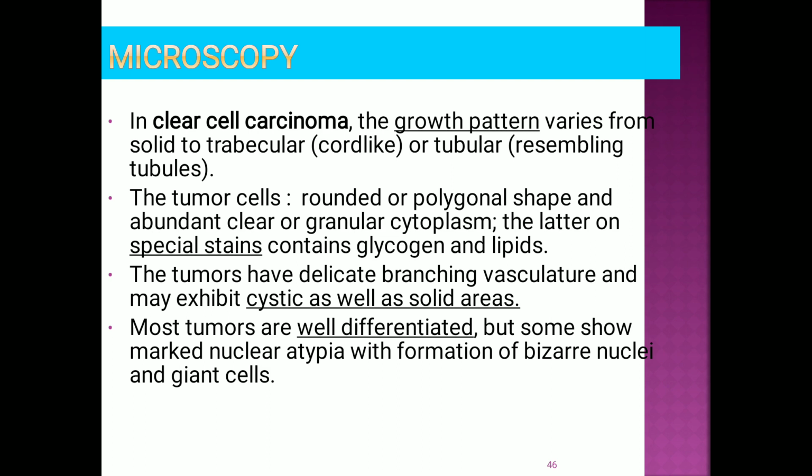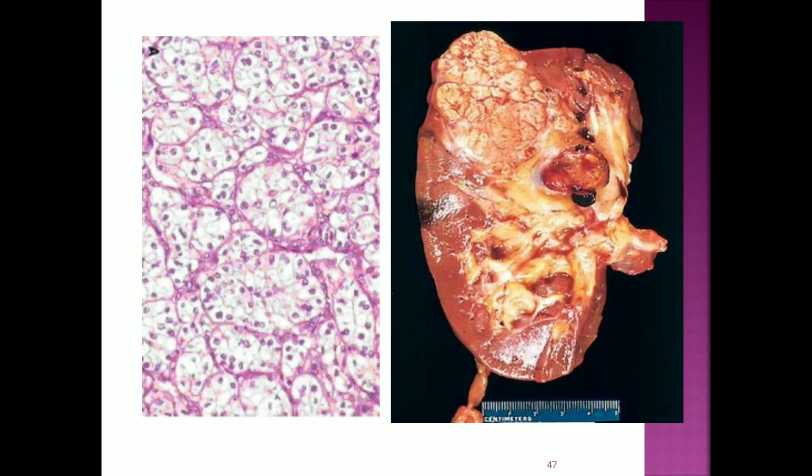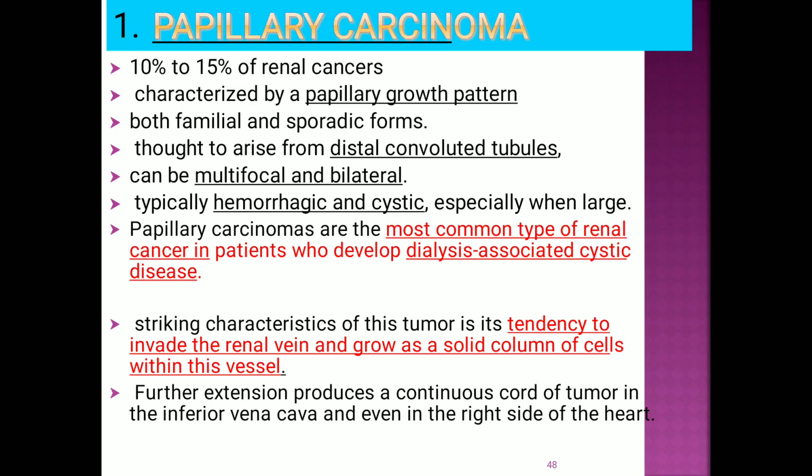Microscopy. In renal clear cell carcinoma, the growth pattern varies from solid to trabecular or tubular. Tumor cells are round to polygonal in shape with abundant clear or granular cytoplasm. Special stains show they contain glycogen and lipids. Tumors have delicate branching vasculature and may exhibit cystic as well as solid areas. Most tumors are well differentiated, but some show marked nuclear atypia with formation of bizarre nuclei and giant cells. Figure on the right is the gross photo of RCC and on the left, clear cell RCC microscopy.